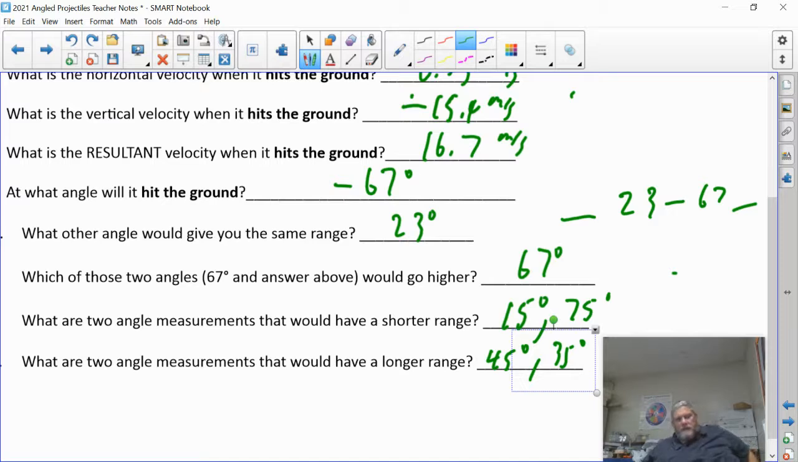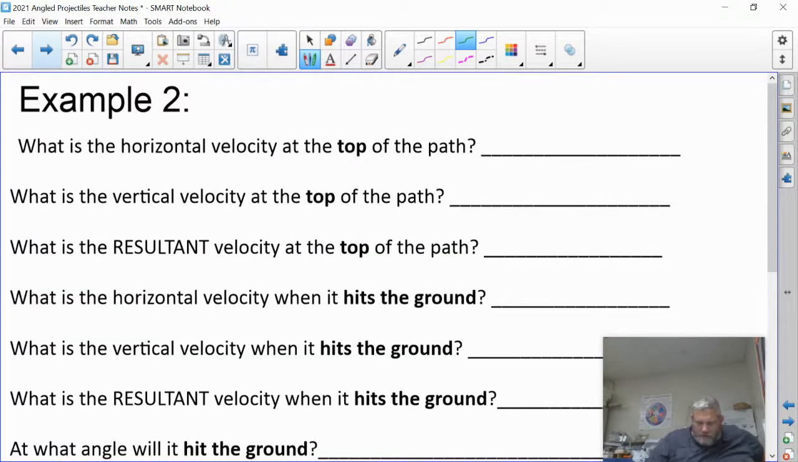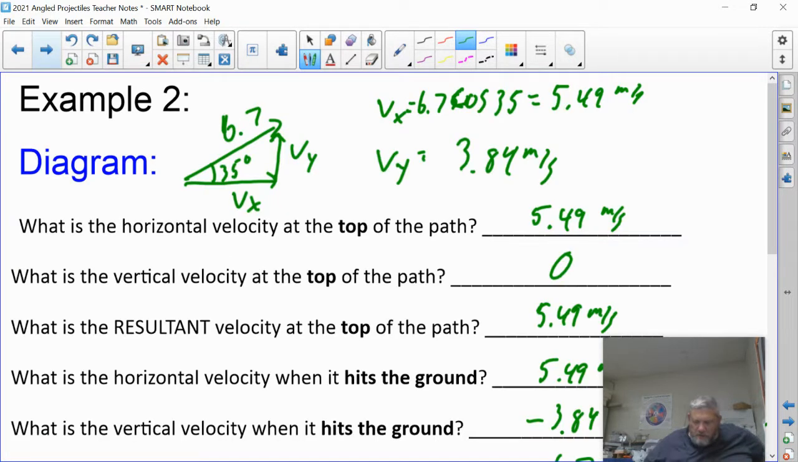All right. Now, same idea. I want you all to try the second problem. Do example 2. I want you to draw the diagram and then answer these questions. At this point, I'm going to pause the video and let you try it. Then I'm going to skip ahead and put the answers up here so you can check yourself. Once you try it, unpause the video and check your answers.